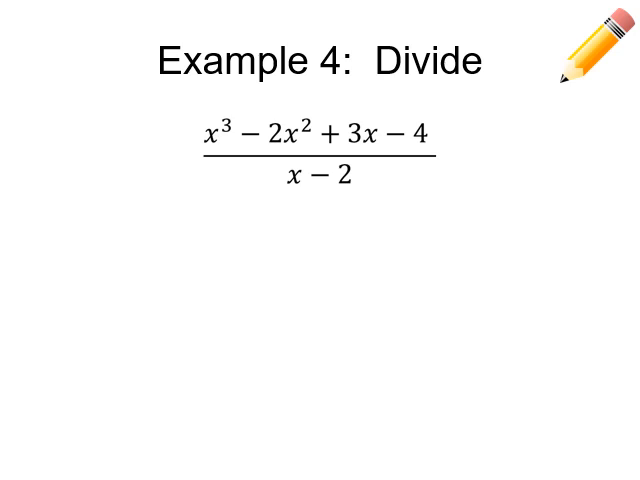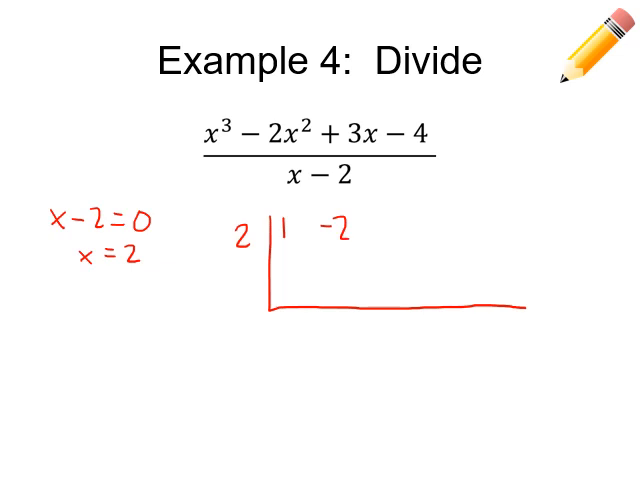Last one, okay, this is a quotient. I'm still dividing by x minus 2. So to find the solution of the divisor, set it equal to 0. So I get x equals 2. So that goes on the outside of my synthetic division. Inside go the coefficients of the numerator. So I've got 1 x cubed, negative 2x squared, 3x, and a minus 4.